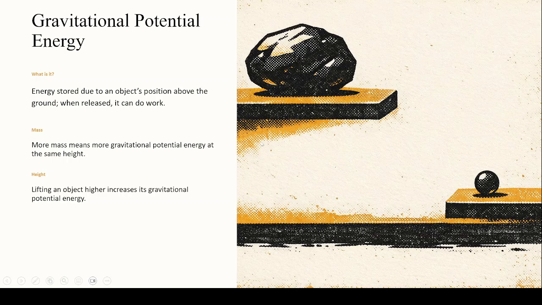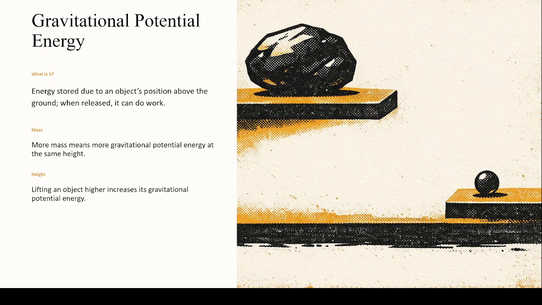Okay. So let's go a little deeper into what is gravitational potential energy. Gravitational potential energy is the energy stored due to an object's position. See, this object is at a higher position, so it will have more potential energy. But the other factor apart from the height is, so there are two factors which affect gravitational potential energy. First is mass. The more mass an object has, the more gravitational potential energy it will have. And then the higher you put this object, the more gravitational potential energy it will have.